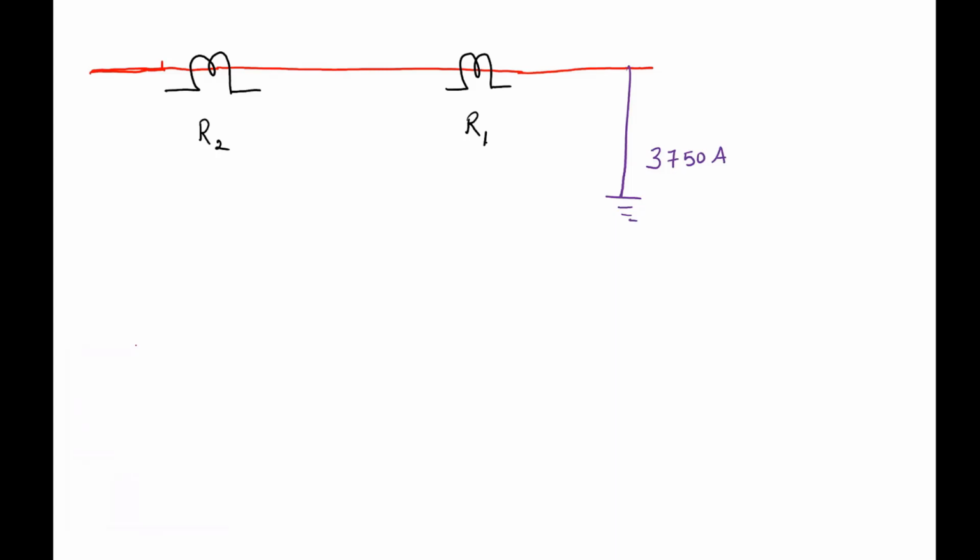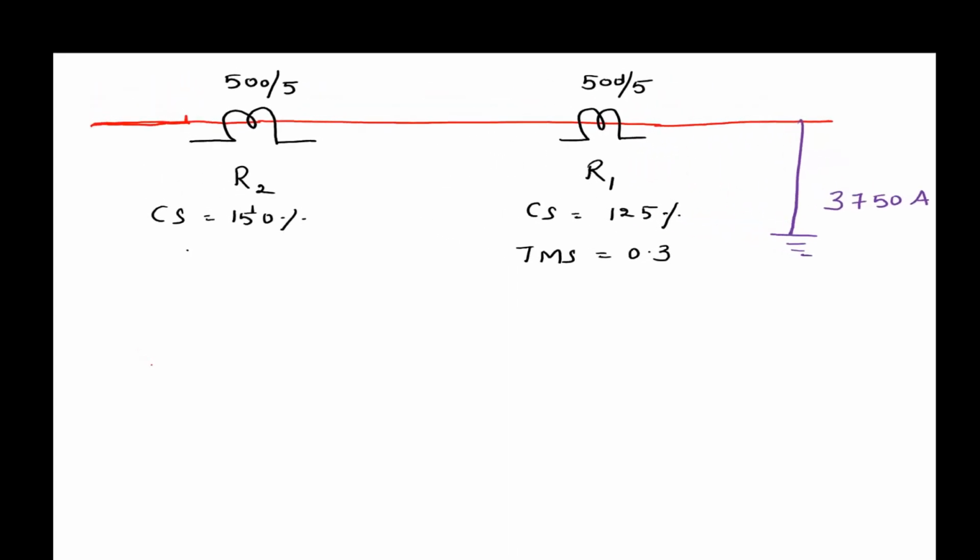These CTs are connected to a relay. This is relay R1 and this is relay R2. The CT ratio is 500/5 ampere here, and here also 500/5 ampere. The current setting of relay R1 is 125% and the time multiplier setting is 0.3. The current setting of relay R2 is 150%, and I don't know the TMS setting, which I have to compute.